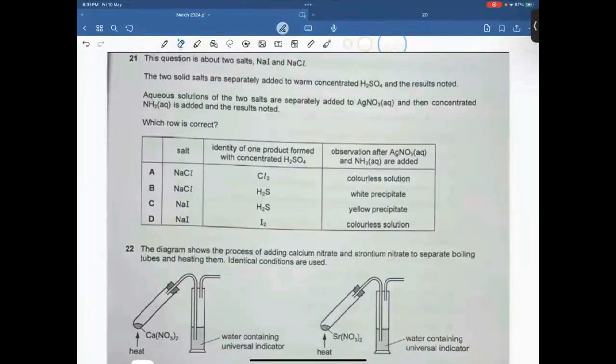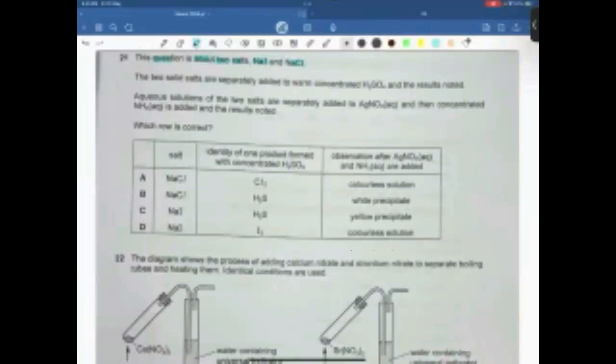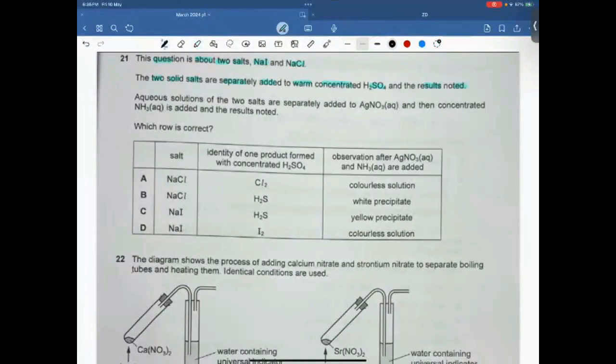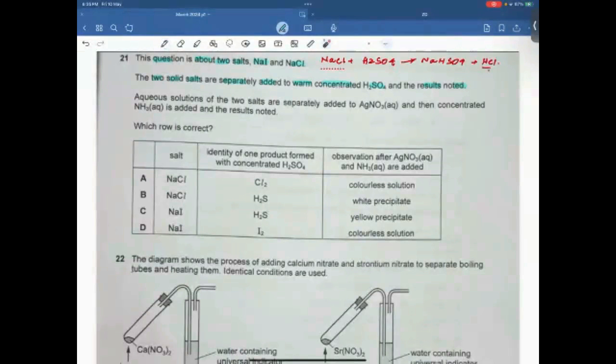Like question 21, about two salts, sodium chloride and sodium iodide. The two solid salts are separately added to warm concentrated H2SO4 and the result noted. Okay, first we have discussed this in class. So when sodium chloride is treated with concentrated H2SO4, you get hydrogen sulfate salt and misty fumes of HCl. Which means concentrated H2SO4 cannot oxidize chloride into chlorine, it will remain HCl.